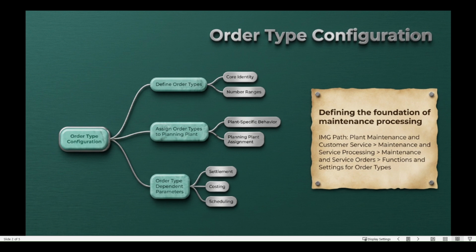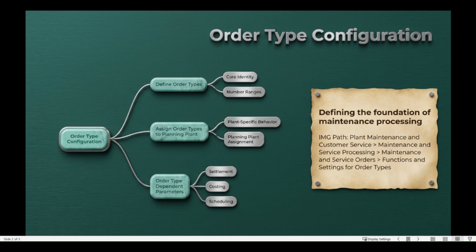So in an interview it can be asked whether we can control the order type on the planning plant level or not. The answer is yes, we can control the order type on the planning plant level because there is a planning plant assignment. Okay. And then the order type dependent parameters like settlement, costing, and scheduling. So you have to define and assign the settlement profile to the order. Then only you can do the settlement.